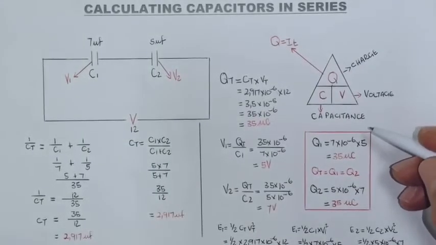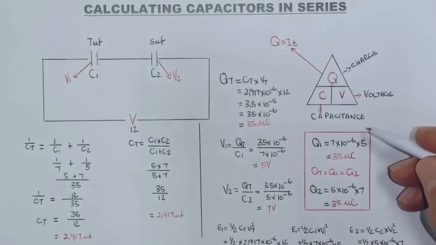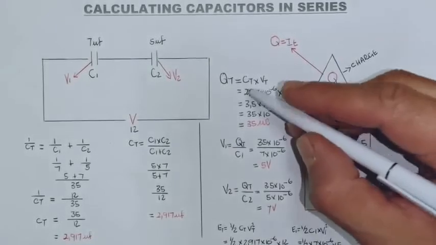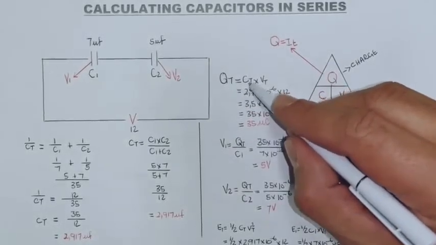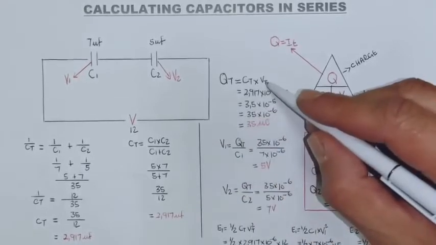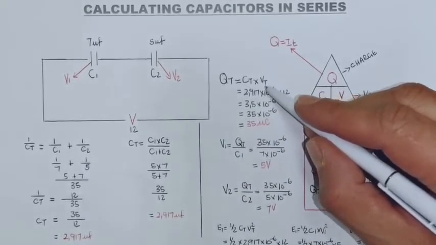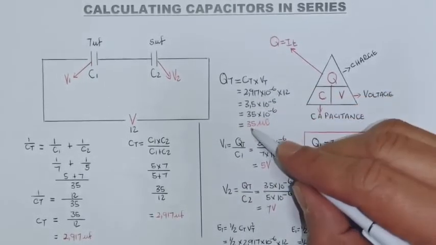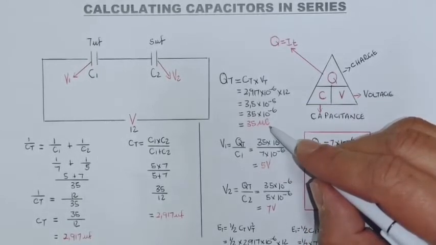Next, we're going to calculate the total charge in the circuit. My total charge in a series circuit equals my total capacitance times my total voltage. And in this case, it's going to give me 35 microcoulomb.